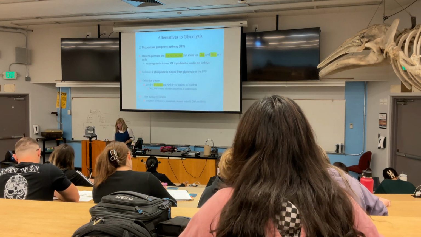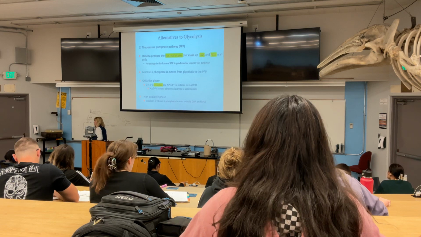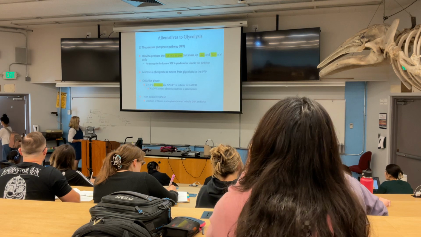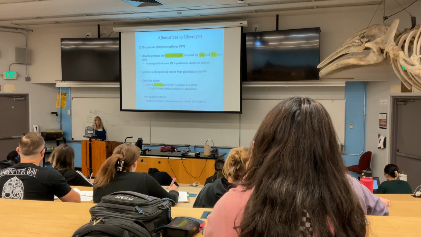Okay, so the pentose phosphate pathway, or the PPP, is the one that we all follow. Every cell does this, so that we can make our pentose sugars.